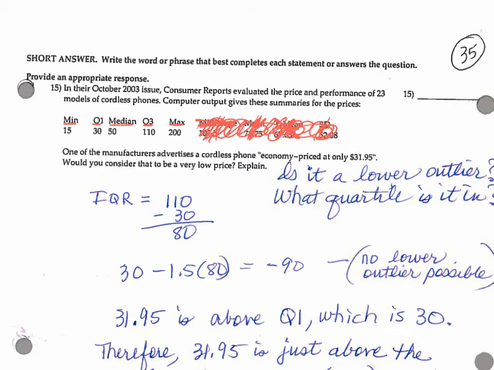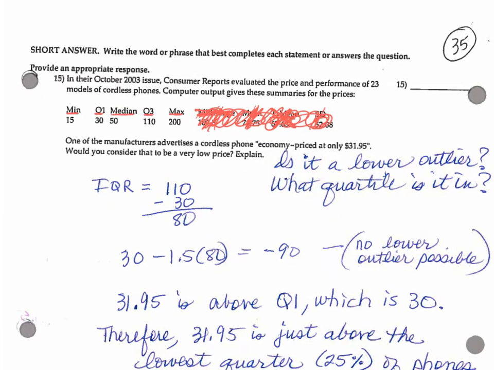All right. So 31.95 is considered, they call it economy priced. So you have to support if you think that is considered very low. So my first thought was, it would be very low if it's a lower outlier. So that's the first thing that came to my mind. I don't know what their answer choices would have been if this was multiple choice, but that was the first thing that came to my mind: is it a lower outlier?